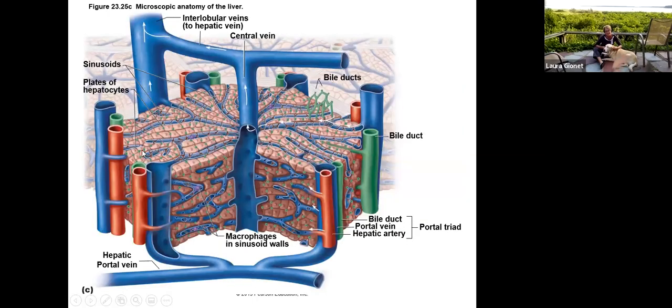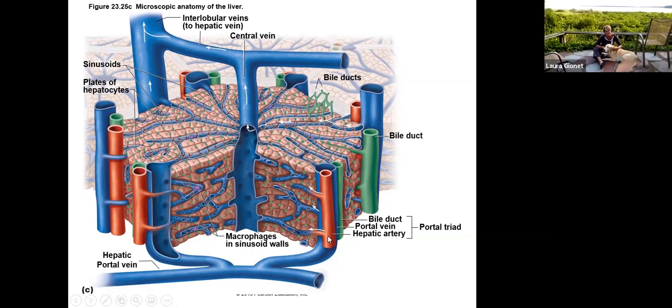All right, I like this image because it's showing you exactly what these triads are composed of. In blue, you have your hepatic portal vein. In red, you have your hepatic artery. In green, you have the bile duct. Over to the right-hand side, it describes the portal triad in the lower part. We have the bile duct in green, the hepatic portal vein in blue, and the hepatic artery in red. And it's showing you with arrows the direction of blood flow.